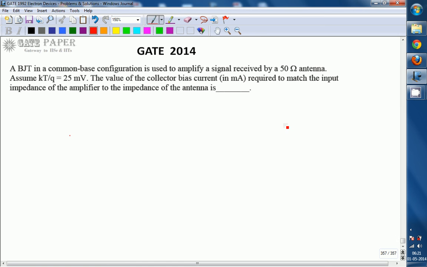Hello, we are discussing the GATE 2014 ECE paper, and this question is related to electronics. A BJT in a common base configuration is used to amplify a signal received by a 50 ohm antenna. Assume kT/q is 25 millivolts. The value of collector bias current required to match the input impedance of the amplifier to the impedance of the antenna.